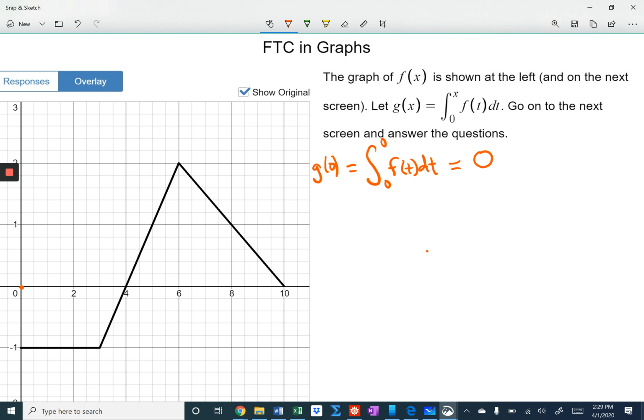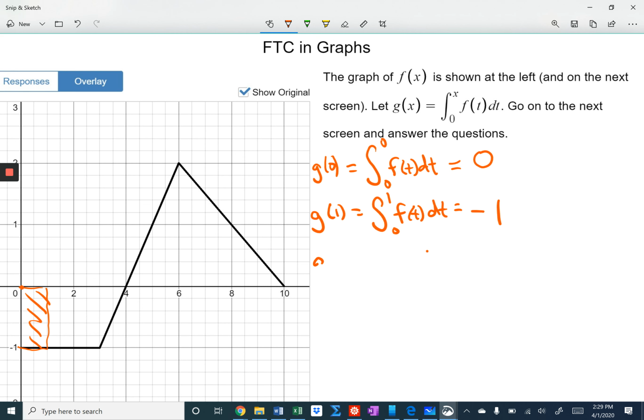Now what about g of 1? Well, that's the definite integral from 0 to 1 of f of t dt. How do we interpret that? Remember that the integral represents the net signed area, and so from 0 to 1, we're just talking about this region right here and finding that area. That's just a rectangle. Base is 1, height is 1. It's below the x-axis, so we make it negative, so that's just negative 1.